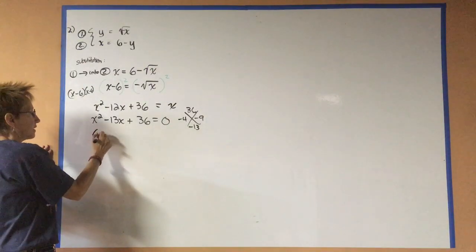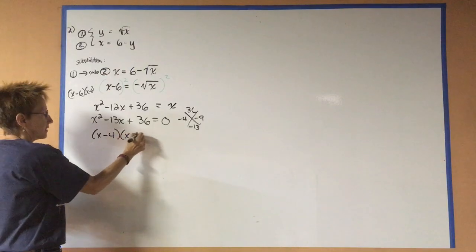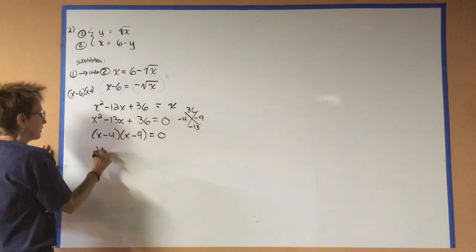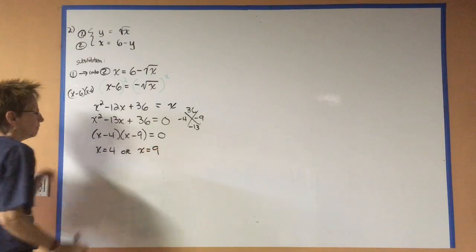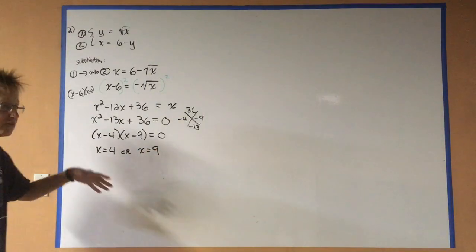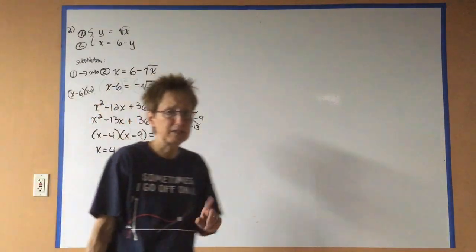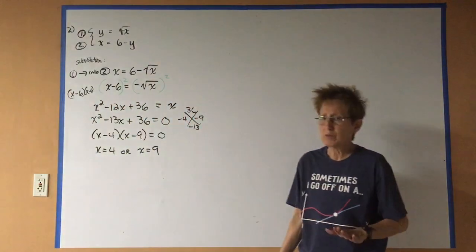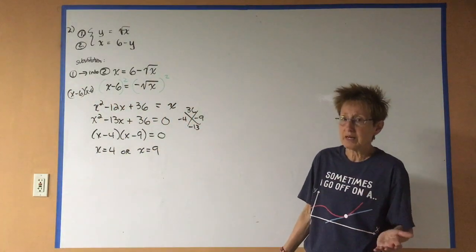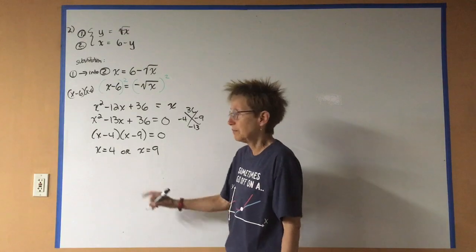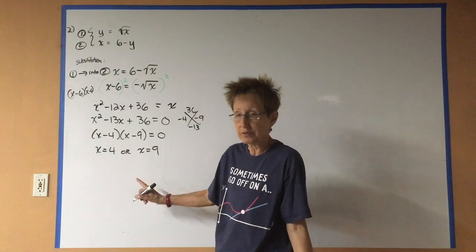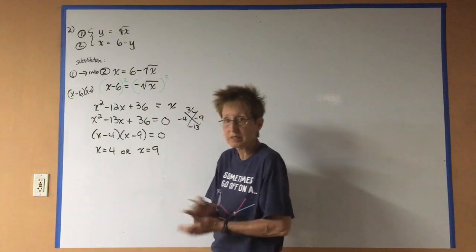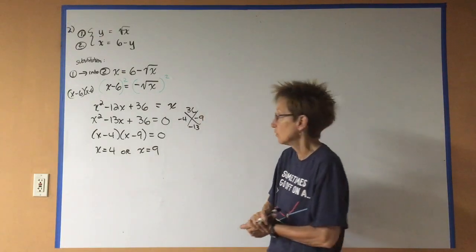So this is x minus 4, x minus 9 equals 0. So that gives me x equals 4 or x equals 9. So I got two values for x. But what did we say about this when we thought about the graph? We said at most only one ordered pair, or maybe none. So I'm going to need to be very careful here because at least one of these is going to get eliminated, if not both of them, because at least one of them is an extraneous solution.